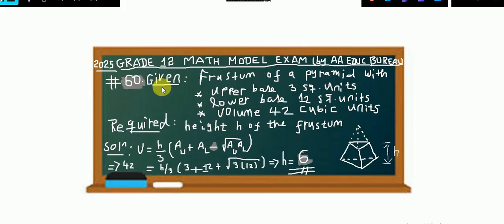What's given? A frustum of a pyramid is given. Information about the frustum of a certain pyramid: its upper base is 3 square units, the area of its upper base. The area of its lower base is 12 square units. Its volume is also given, 42 cubic units. What's asked or required? The height of the frustum.